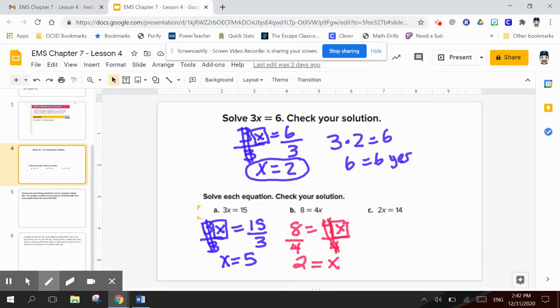If you have problems with multiplying or dividing, you can look in your planner to find the multiplication chart that is there. Letter C, I'd like you to pause the video and try on your own. Letter C, I have 2x equals 14. Again, I'm going to divide each side by the number that's connected to the variable, which is 2. 2x divided by 2 is x. 14 divided by 2 is 7. So x equals 7.